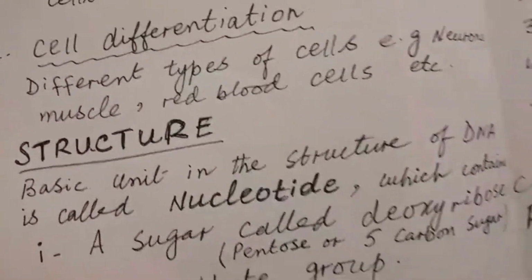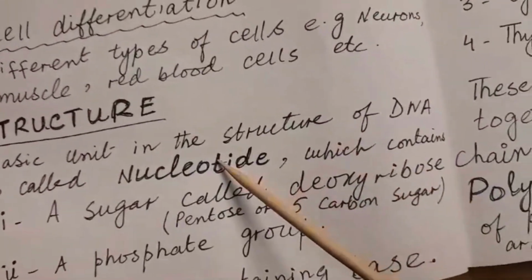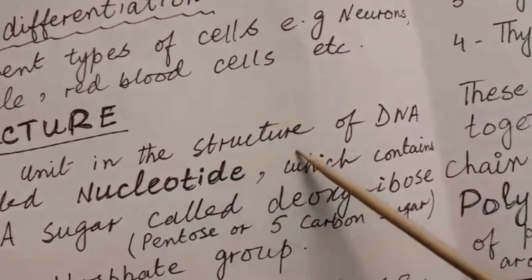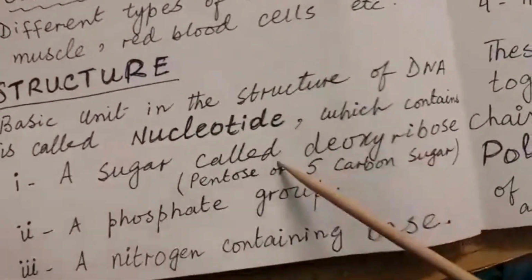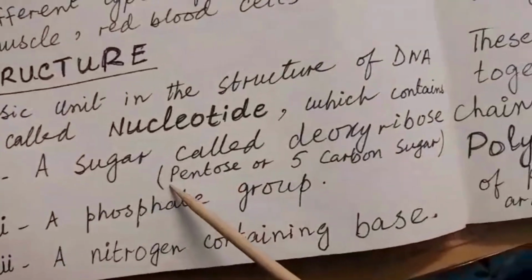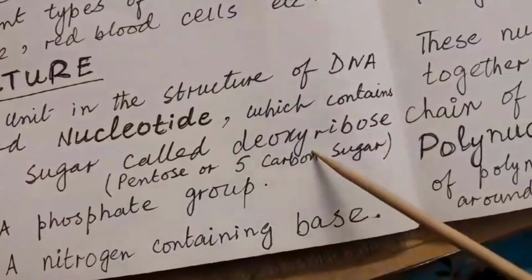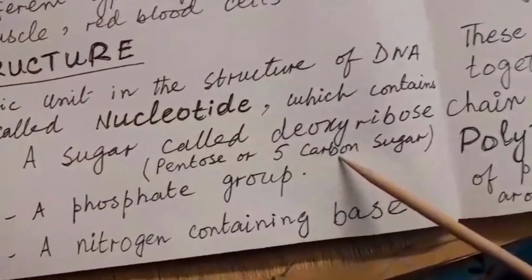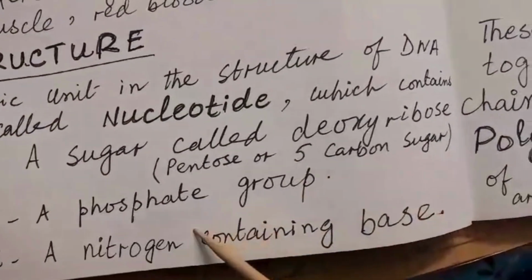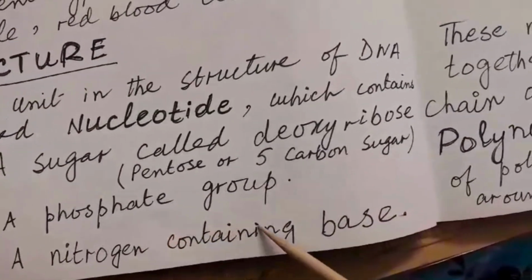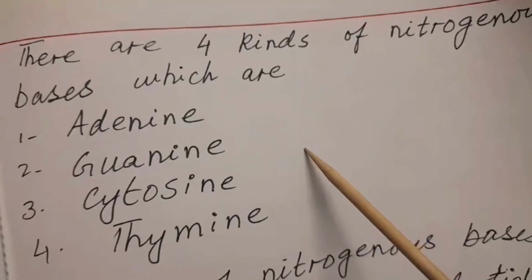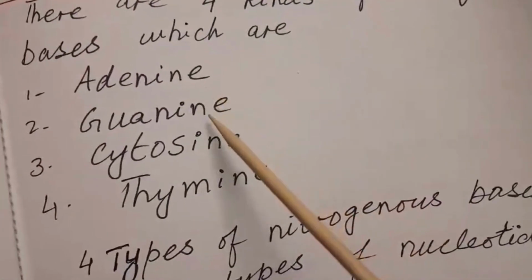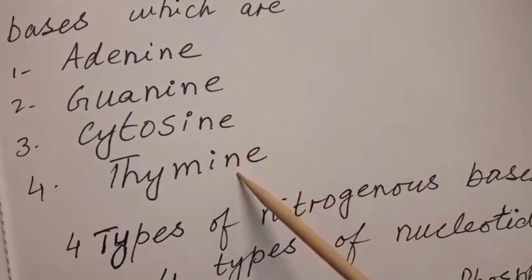The basic unit in the structure of DNA is called the nucleotide. A nucleotide contains three things: a sugar called deoxyribose sugar, which is a 5-carbon sugar, a phosphate group, and a nitrogen-containing base. There are 4 kinds of nitrogenous bases: adenine, guanine, cytosine, and thymine.